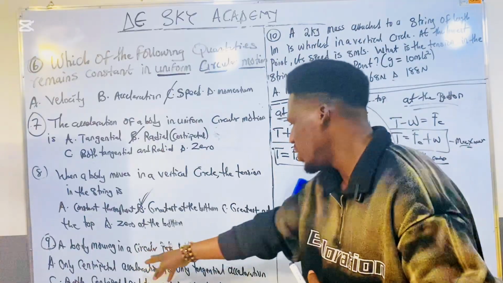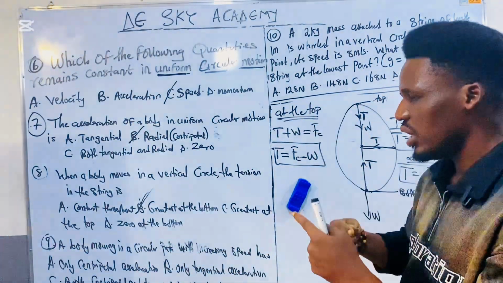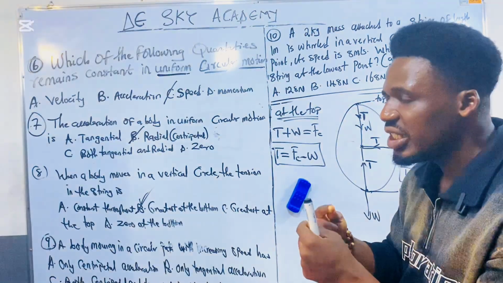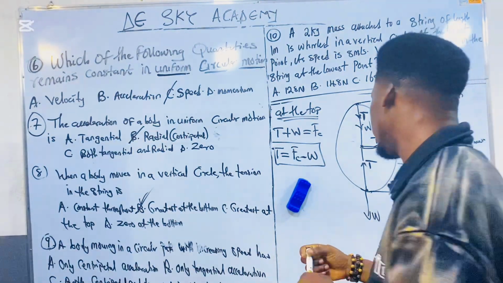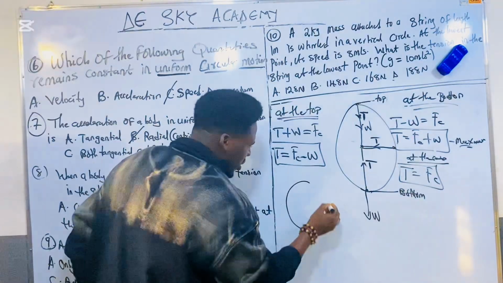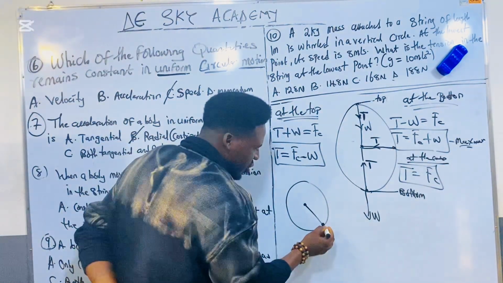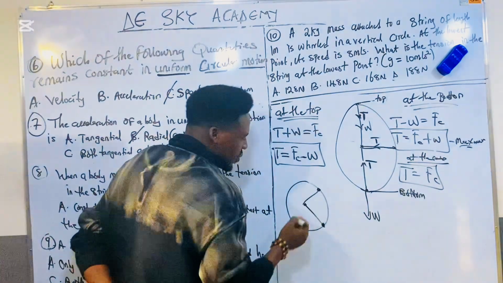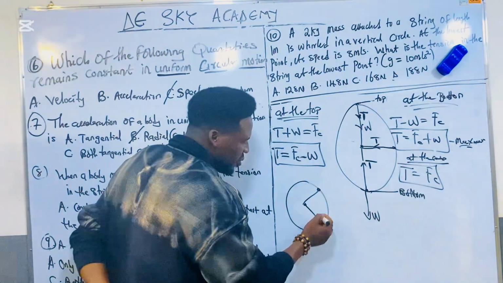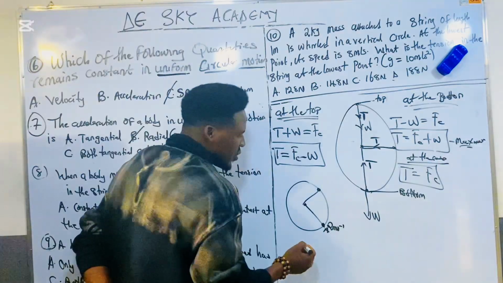Now, a body is moving in a circular path with increasing speed. If the body is increasing in speed, that means the magnitude is increasing. What does it mean? It means I have a body. This is the body, and this body is undergoing circular motion. And this body at point A, let me say, when I check the magnitude here, it was 2 meters per second.